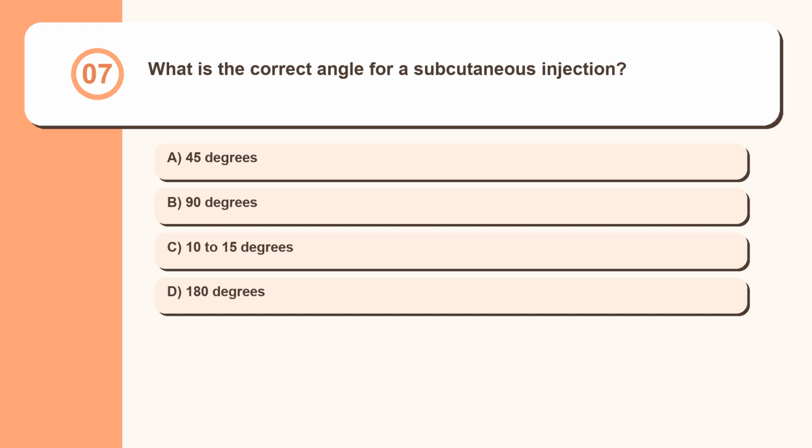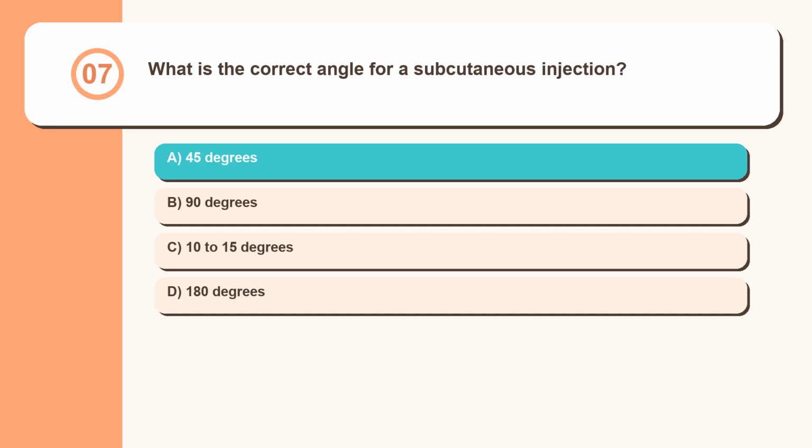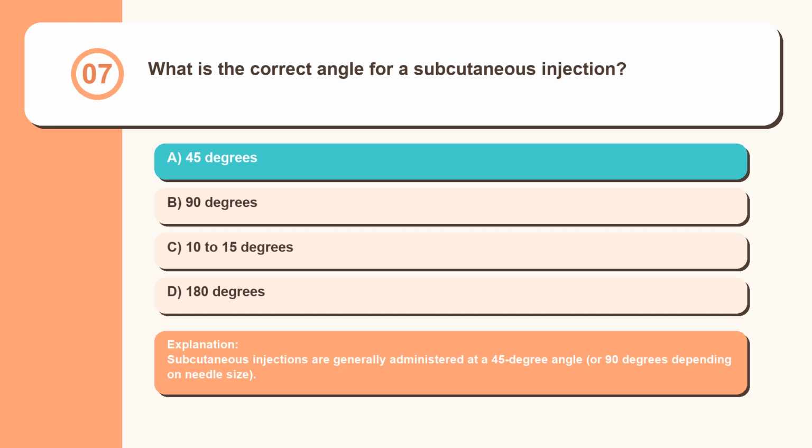Question 7. What is the correct angle for a subcutaneous injection? 45 degrees, 90 degrees, 10 to 15 degrees, 180 degrees. Subcutaneous injections are generally administered at a 45-degree angle, or 90 degrees depending on needle size.